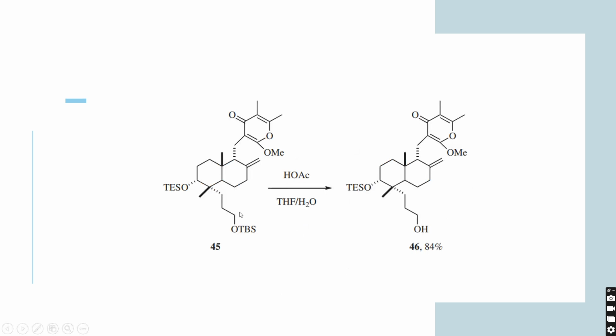Then another similar question, TES and TBS, again in presence of this acetic acid, you can see that when it comes to the selectivity between primary and secondary alcohols, the primary alcohols get deprotected more preferably, okay. But you must know that suppose we are using this acid in excess amount, in that case you can expect the deprotection of both these groups, okay. But when excess amount is not mentioned in the question, you have to go for only the primary alcohol, okay, because they are more preferably knocked out by the deprotecting reagents.